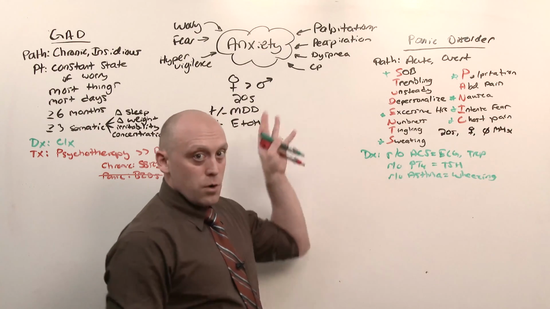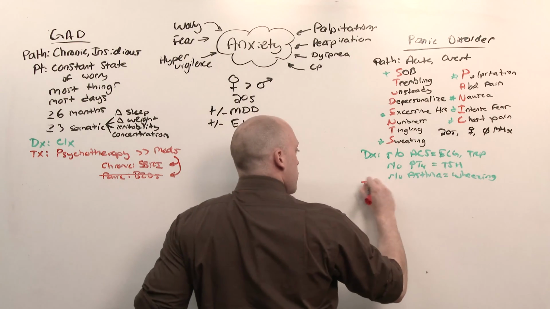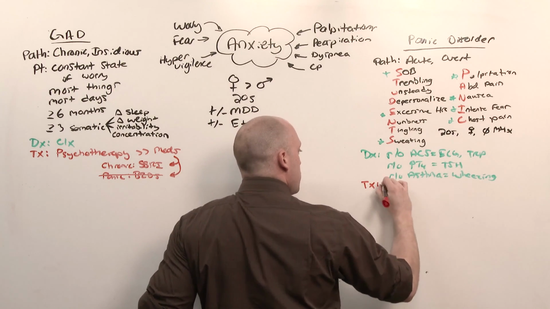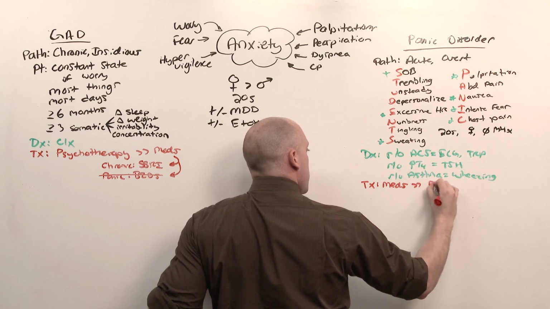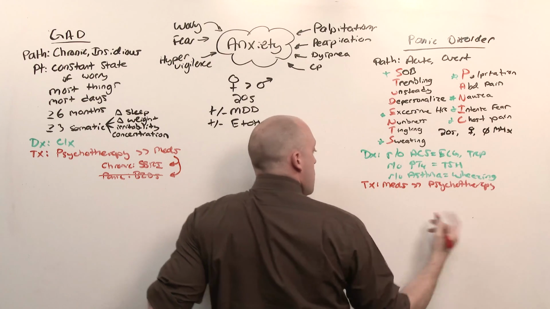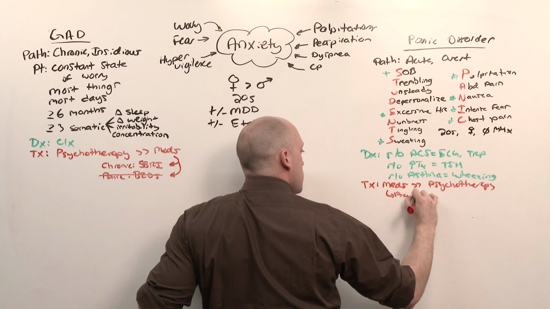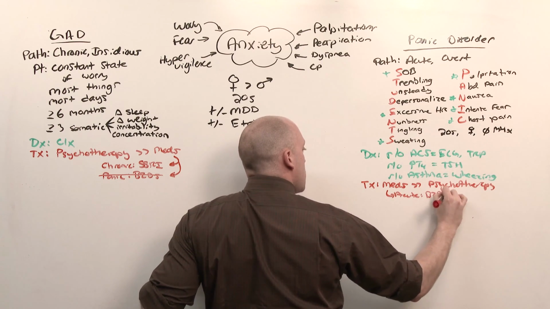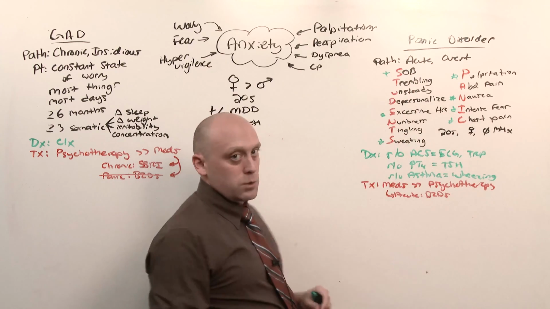Panic disorders are acute and catastrophic. So the treatment is going to reflect the acuity and the severity. In this case, medications are better than psychotherapy. Because it's acute, you're going to use benzodiazepines. You're not going to prescribe them chronically or long term. You use the benzos to abort the panic disorder.